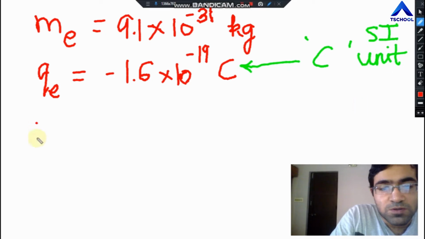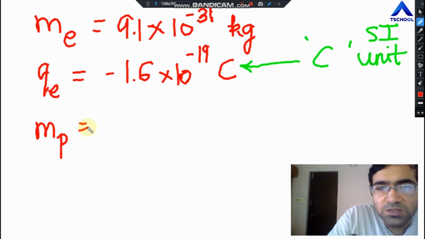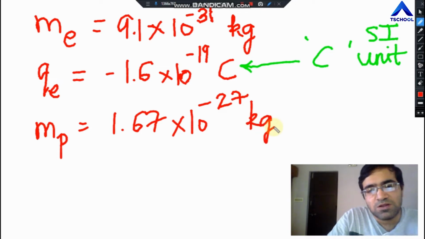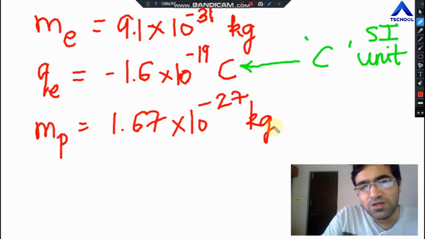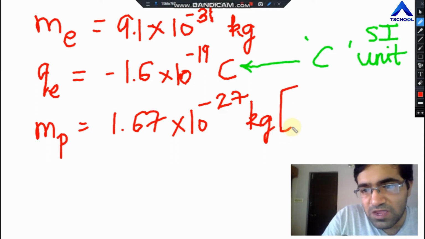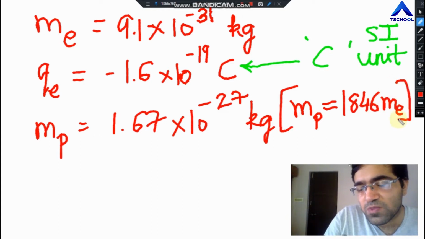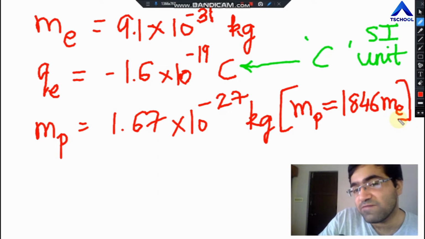Now for the proton, the mass of the proton, MP, P for proton again, is 1.67 into 10 raised to minus 27 kg. So you can notice that it's actually much higher compared to that of an electron. In fact, the mass of proton is about 1846 times the mass of the electron. Okay, so the proton is actually very heavy compared to the electron.